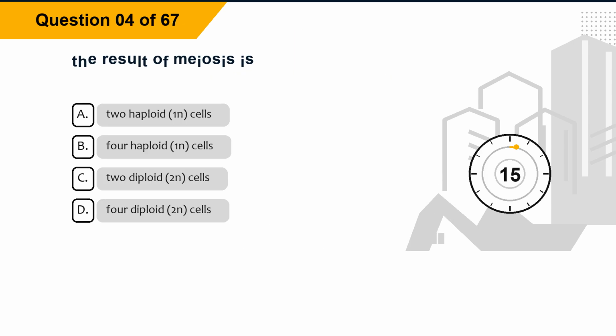Question 4. The result of meiosis is: option A, 2 haploid, 1N, cells. Option B, 4 haploid, 1N, cells. Option C, 2 diploid, 2N, cells. Option D, 4 diploid, 2N, cells.